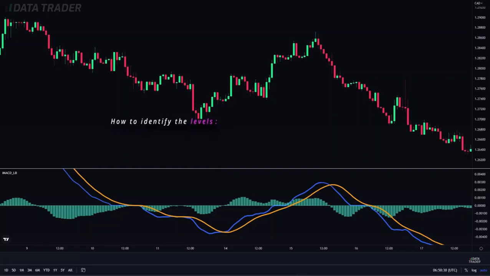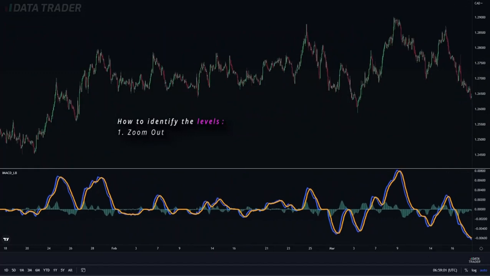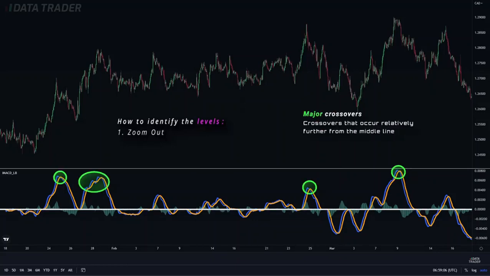First, let's start with identifying the placement of our overbought line. So first, you want to zoom out. Now immediately, we can see that there are 2 types of crossovers that are happening. First are crossovers that happen further from the middle line, which are called the major crossovers. Next, we also have the smaller crossovers that are happening closer to the middle line, which are called the minor crossovers.